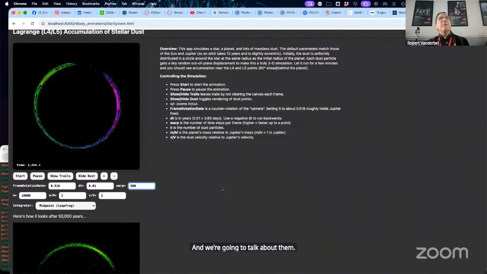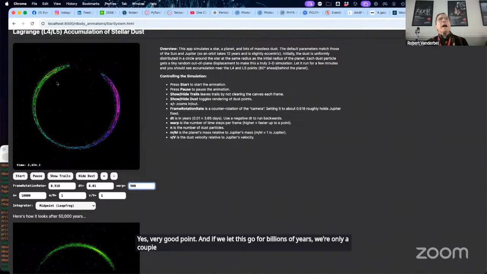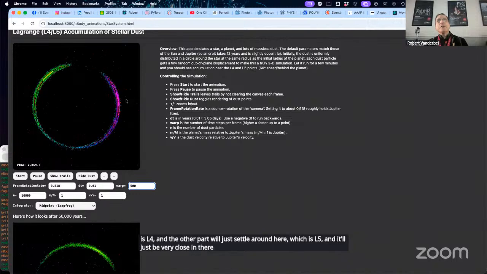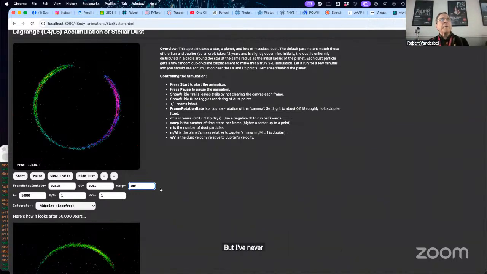Yes, very good point. And if we let this go for billions of years, we're only at a couple thousand years, I think most of this will just settle around here, which is L4, and the other part will just settle around here, which is L5, and it'll just be very close in there, and all this other stuff will kind of be concentrated in those places. But I've never let this thing run for a million years.